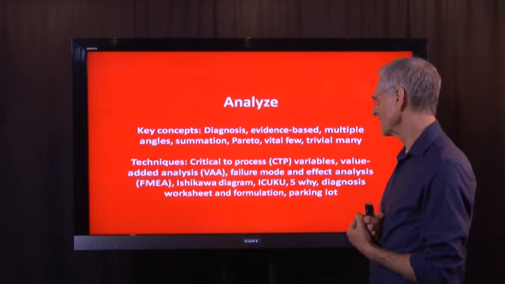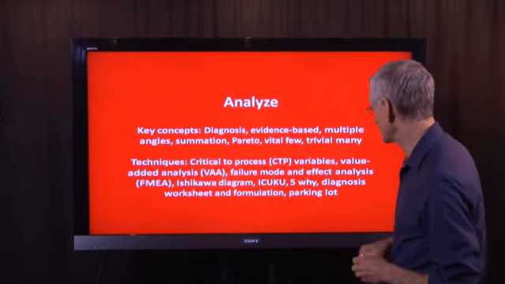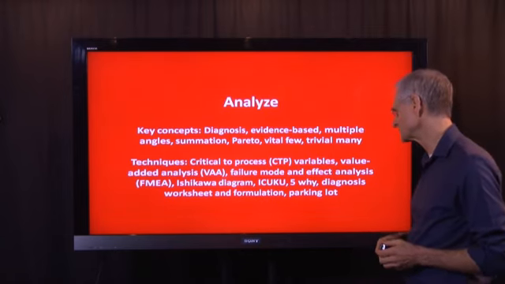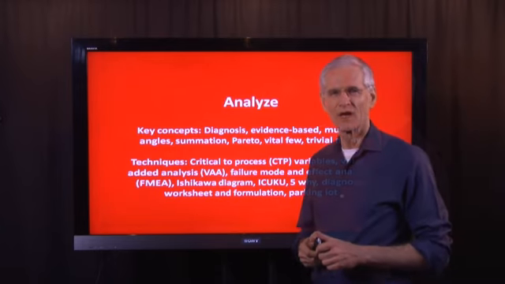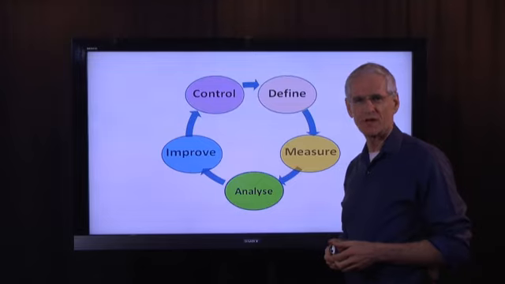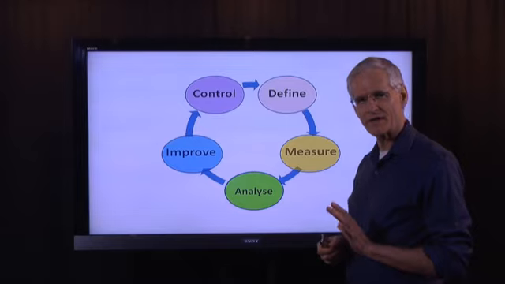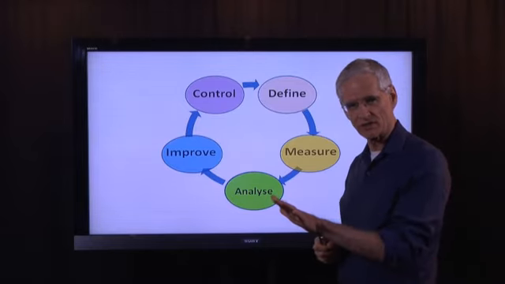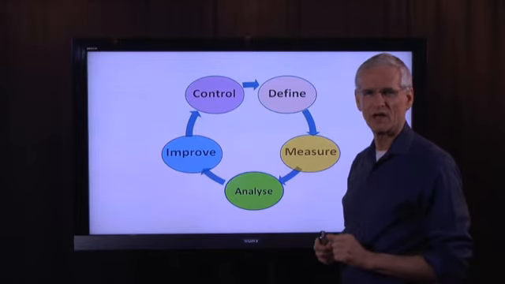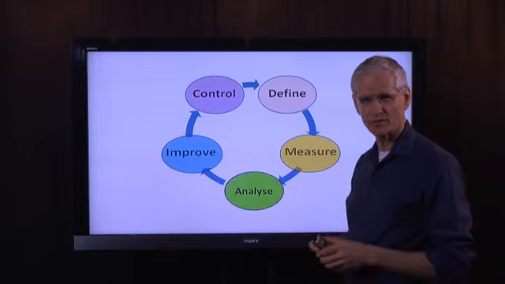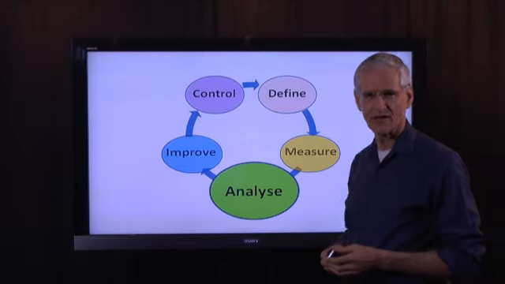CTP identification, value-added analysis, failure mode and effect analysis, Ishikawa diagram, ICU, KU, 5Y, diagnostic worksheet and formulation, and the parking lot. In earlier videos, I looked at the define phase, or scoping, of the project. The measure phase, where you describe the process in detail, zoom in to identify the variables, and find measurement systems that will allow for listening to the voice of the process. Now we are into analyzing this data.